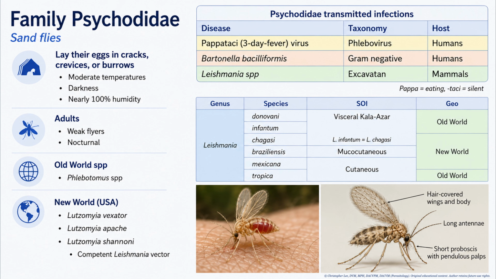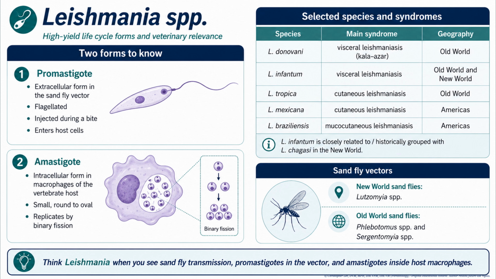Geography helps guide differentials. Dogs are particularly important in Leishmania conversations because of clinical disease, reservoir potential, importation, and public health relevance. Leishmania is a protozoal parasite. We can dive into this fascinating parasite when we cover protists. Quick review. They shift between two forms.